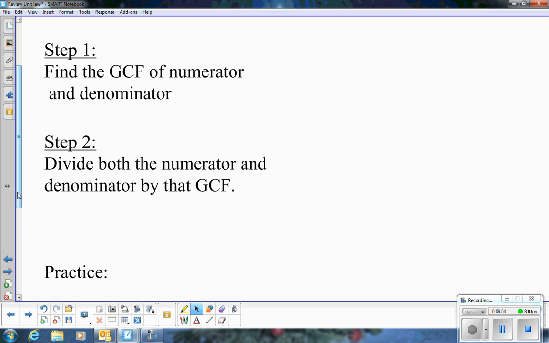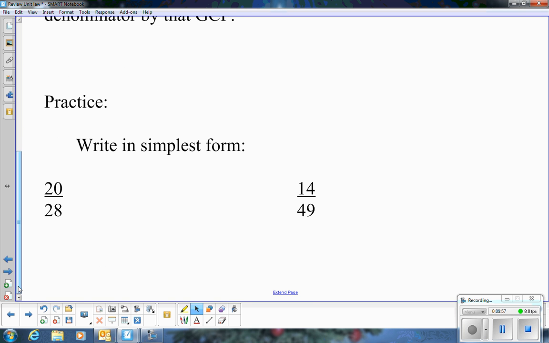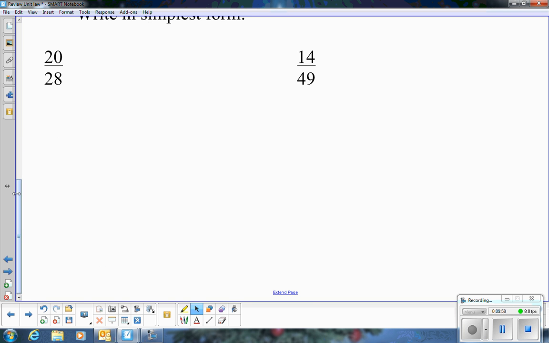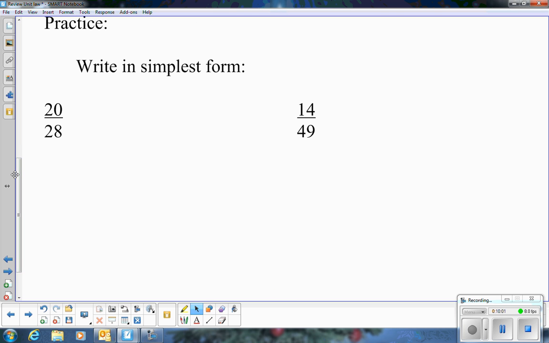Okay? So let's do the examples. Again, I know you can do these in your head. I know that you can do it without doing this, but I want you to do the example. Finding the greatest common factor. We're going to find simplest form of 20 and 28 using the greatest common factor. So we're going to make our factors of 20.